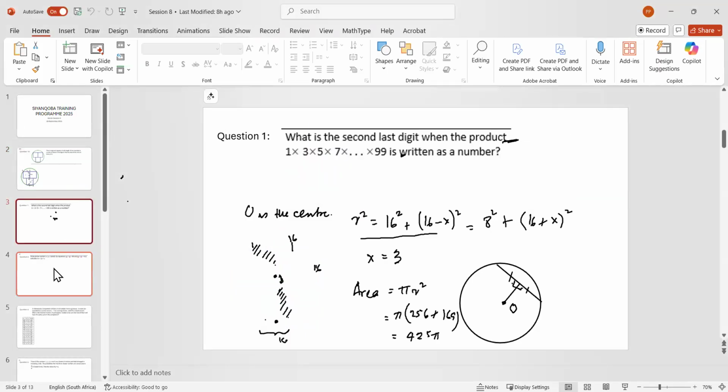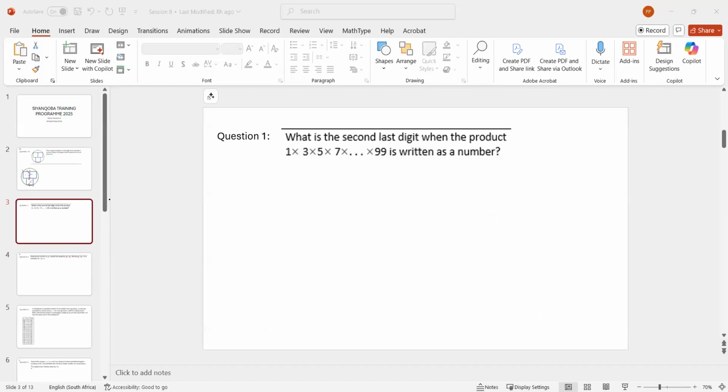All right. The next problem. This is quite a tricky problem, and I'm not going to spend too long over it because it can be quite time consuming.